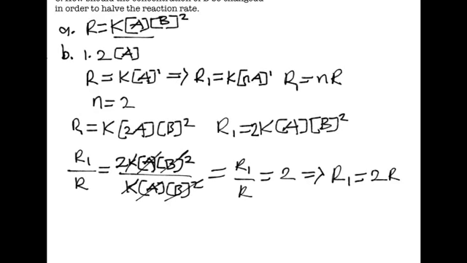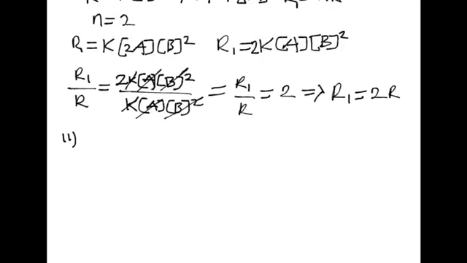So how do we conclude this? We can now say that when we double the concentration of A, the rate of reaction will be double. That is going to be 2 times R, 2 times the initial rate of the reaction. Okay, now let's look at (ii).